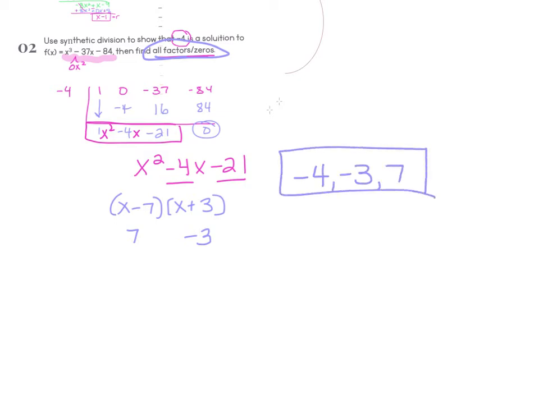Some of them are going to be multiple choice, but if it was an open-ended question on your test, then I would say list those in order from least to greatest, so it would look just like that: negative 4, negative 3, and 7.